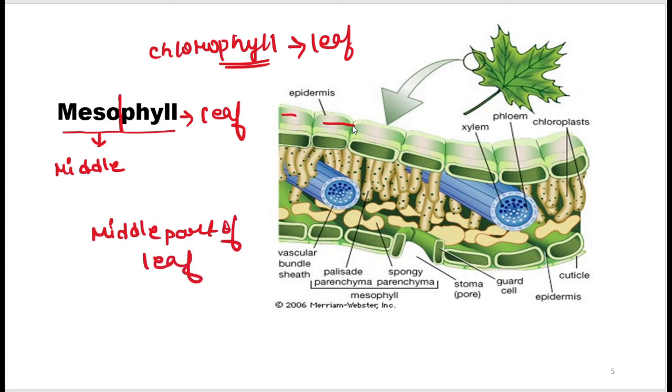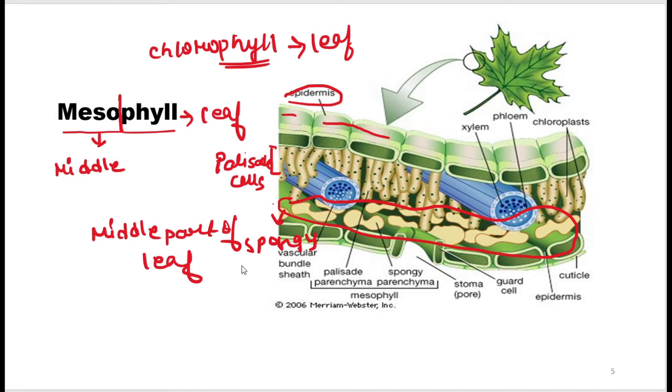The upper layer is the epidermis. Then comes your palisade cells. This is your spongy cells. Palisade cells, spongy cells. These palisade and the spongy cells together form the mesophyll cells.